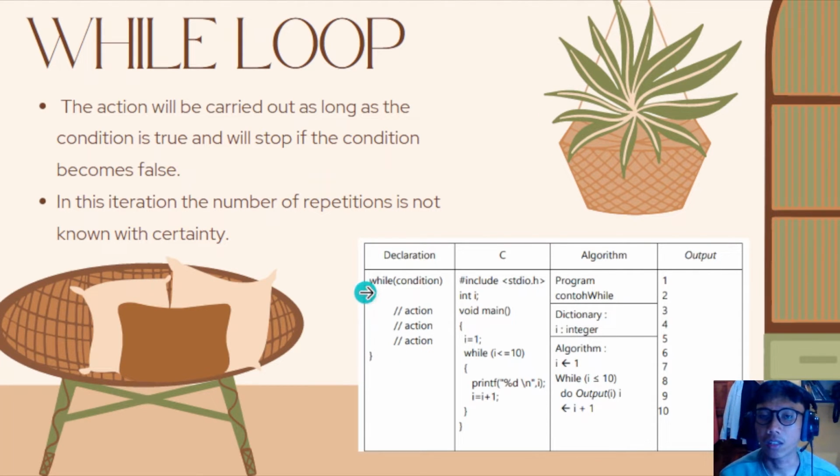First, we type while, followed by the conditions in brackets, and then we type the actions we want to take, and then we close the program. Here is the example code of while loop. Firstly, of course, we include the library stdio.h, and then we declare the counter variable, int I, and then we open the main program.